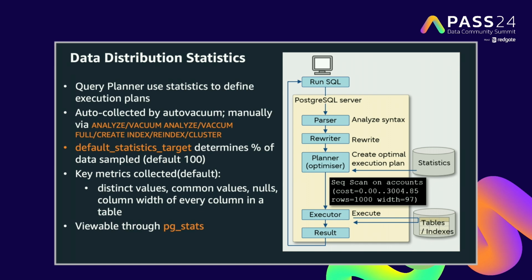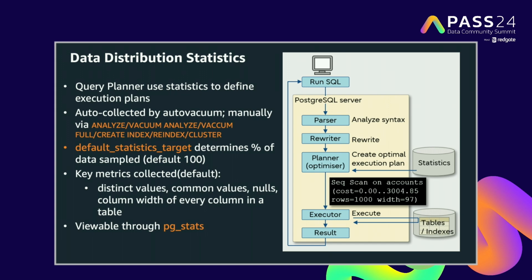There are multiple ways in which you can calculate the statistics. Normally, you come across analyzing a table. And there are other ways, like if you enable auto vacuum, whenever the table gets vacuumed or analyzed, statistics are calculated behind the scenes. Also, create index, create cluster, and multiple other commands help you calculate the statistics.